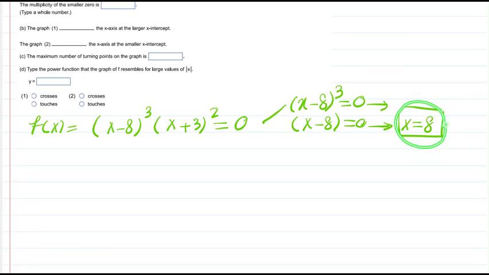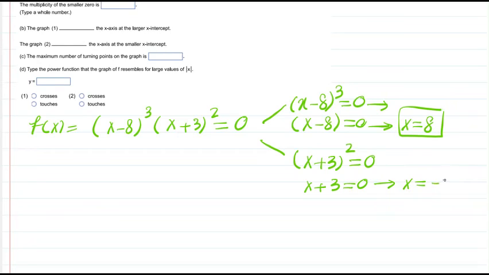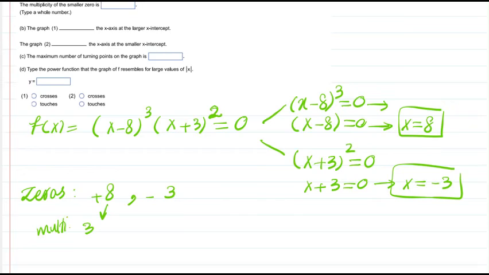What is the multiplicity of this zero for the function f? The multiplicity is 3. Also, we have x plus 3 squared that can be 0. If the square of x plus 3 is 0, it means that x plus 3 is 0 and x is negative 3. This is another zero for the function. What is the multiplicity of negative 3? It is 2. So zeros of the function are positive 8 and negative 3: positive 8 with multiplicity 3 and negative 3 with multiplicity 2.